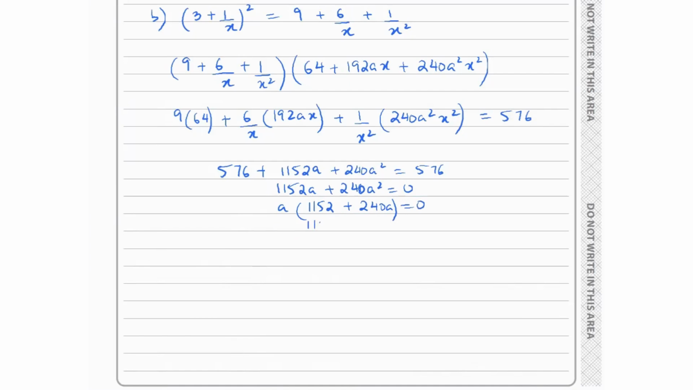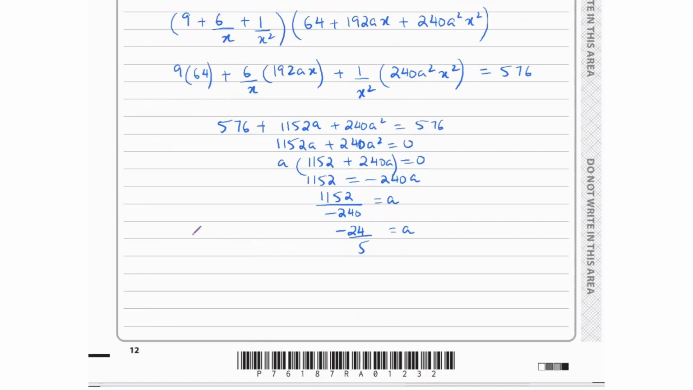So 1152 equals negative 240a. 1152 divided by negative 240 gives us a value of negative 24 over 5. So that's what a is going to be. The reason we're not taking a equals 0 is because a equals 0 cancels out x, so it's not applicable. So this is your correct value for a, negative 24 over 5.